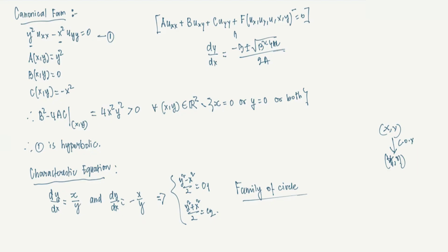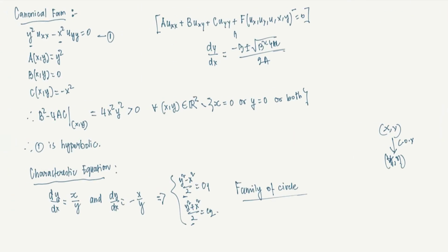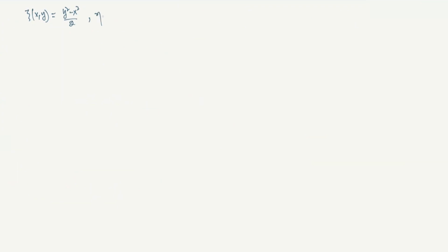Now, if we have to do something like this, we need to find out what xi and eta are. How do you find them? You find xi and eta using the characteristics. So if we choose xi this and eta this, then we are done essentially. We will choose xi of x comma y as y square minus x square by 2, the first one, and the second one is y square plus x square by 2. And eta of x, y we can choose to be y square plus x square by 2.